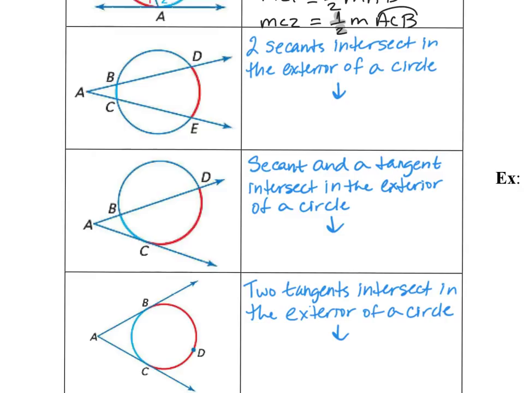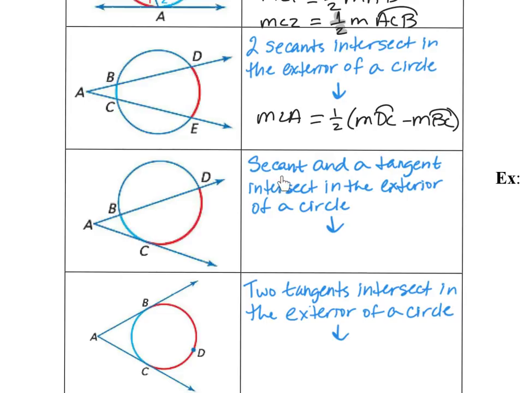So in this first theorem, we have 2 secants that intersect in the exterior of a circle. So if that's the case, then to find the measure of the angle formed, angle A, we will take the 2 arcs that are cut off by those 2 secants. So we'll take arc DE and arc BC, and we will take half of their difference. So in other words, the measure of angle A is equal to 1/2 the measure of arc DC minus the measure of arc BC.